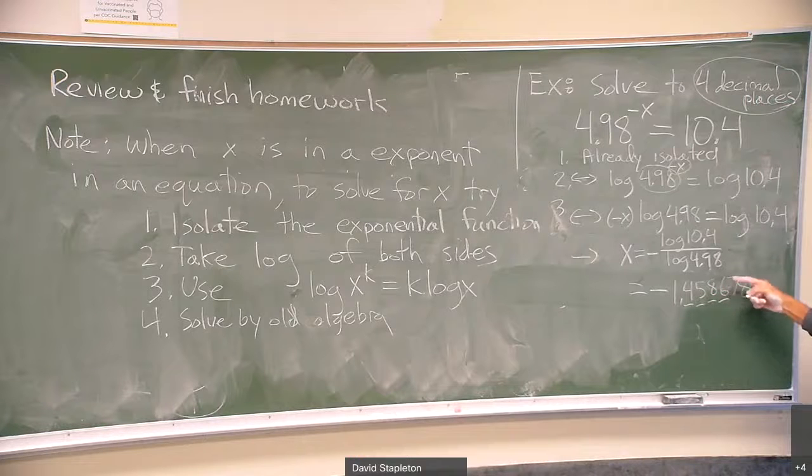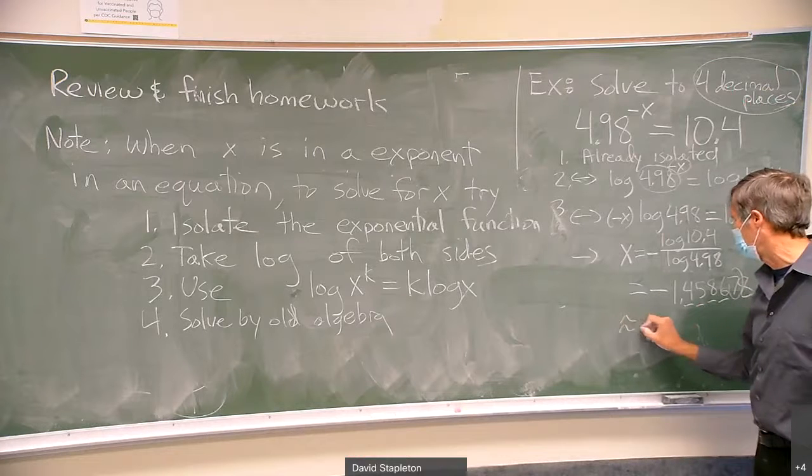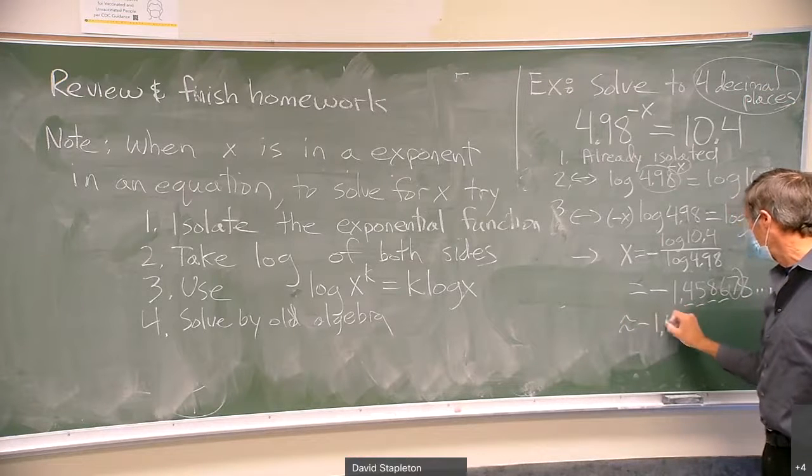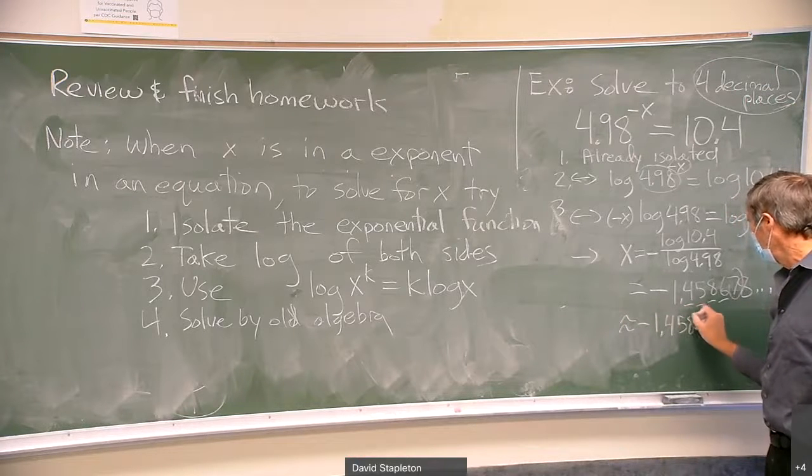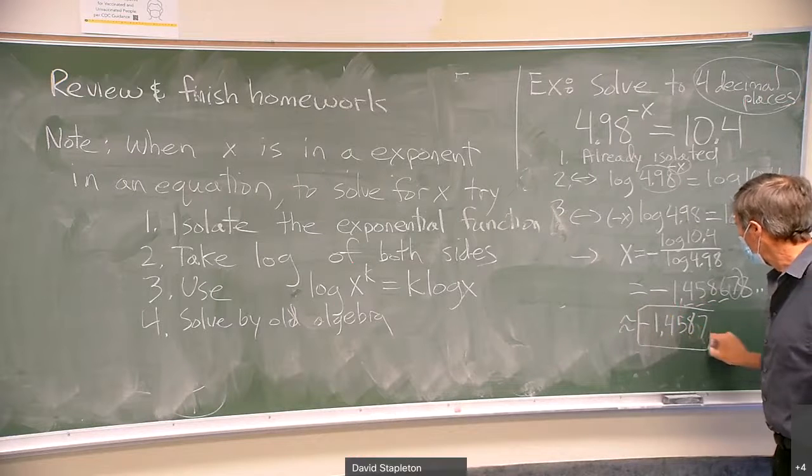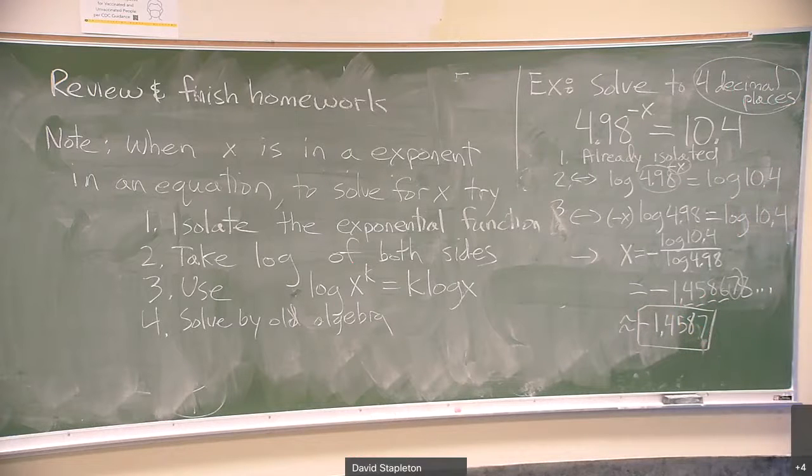I'm going to round it here. So I look at the next digit. If that's 5 or greater, I round this last one up. So I'm going to call this approximately, you don't have to use the squiggly equals here, minus 1.4587 to 4 decimal places. All right. That's how you solve one of those.